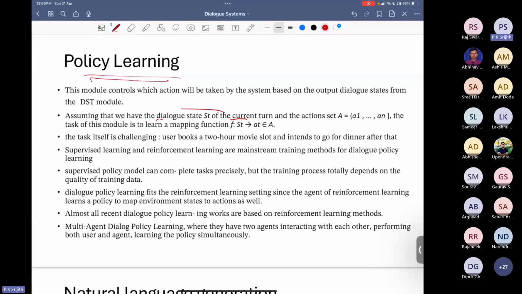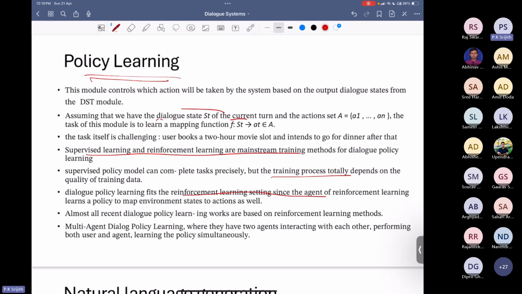Yeah, so to train such a policy learner, people use supervised learning techniques as well as reinforcement learning techniques. Supervised models require some quality training data to predict the actions correctly. But most of the approaches for policy learning are based upon reinforcement learning because it is the natural way to model things. You are given some state in the form of the dialog state tracker and you want to decide an action to take, right?